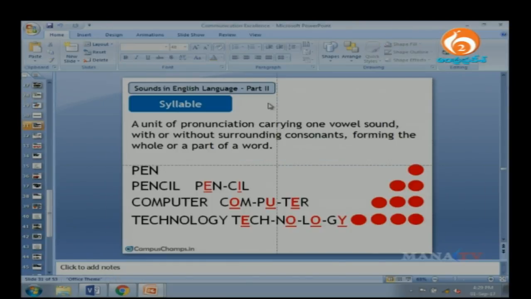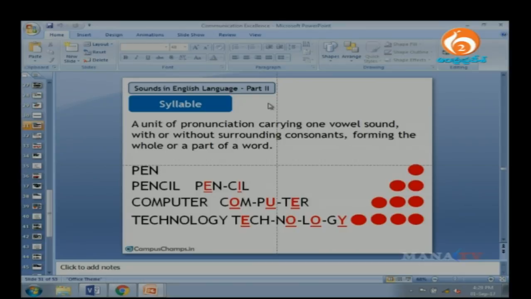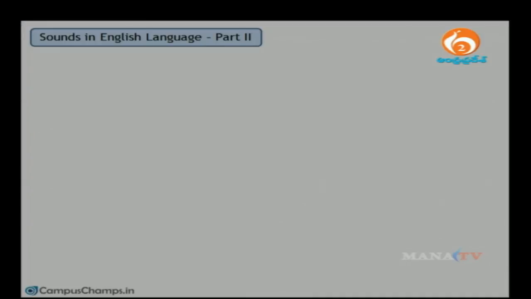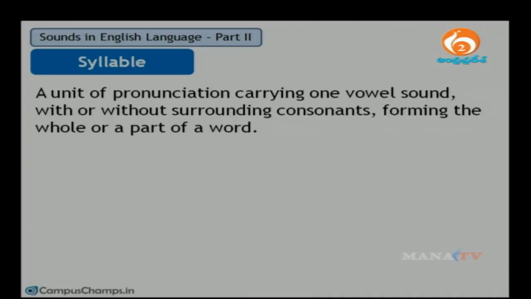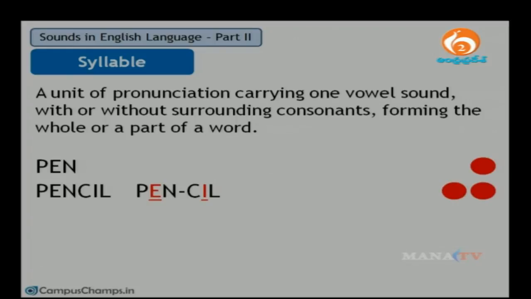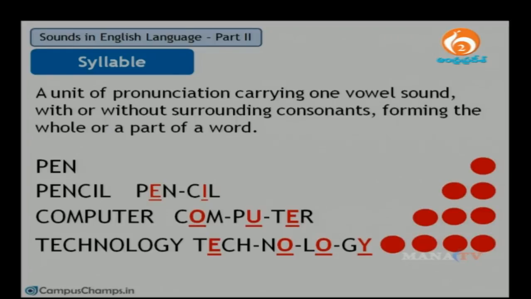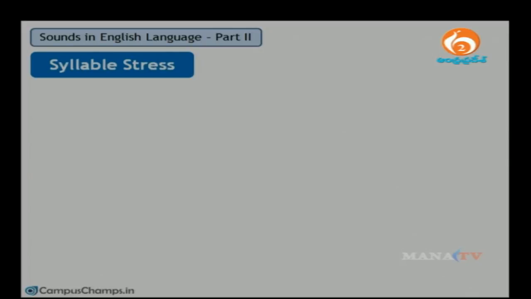So that is what we mean by syllable and syllable stress. You cannot miss out on the number of syllables, the number of vowel sounds. Instead of looking at the number of vowels, you need to look at the number of vowel sounds. Now there is an aspect of syllable stress. What do we mean by syllable stress?